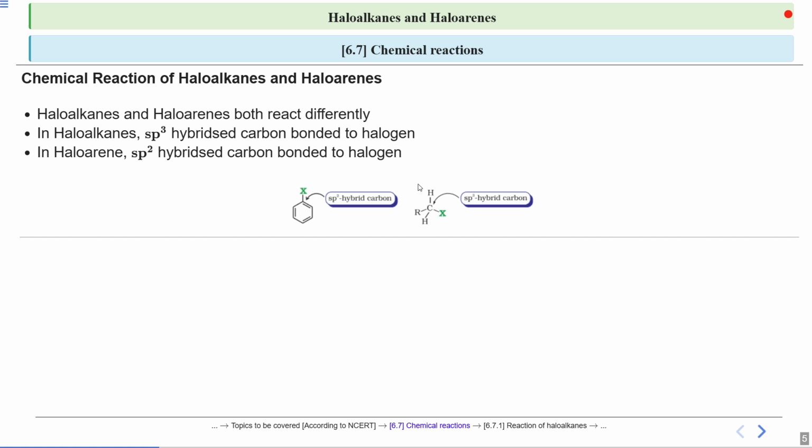On the other hand, if you see the structure of alkyl halide given here, where halogen is bonded to the carbon, which is actually an sp3 hybrid carbon, right? So in the haloalkanes, sp3 hybridized carbon is bonded to the halogen, and in the haloarenes, sp2 hybridized carbon is bonded to the halogen.